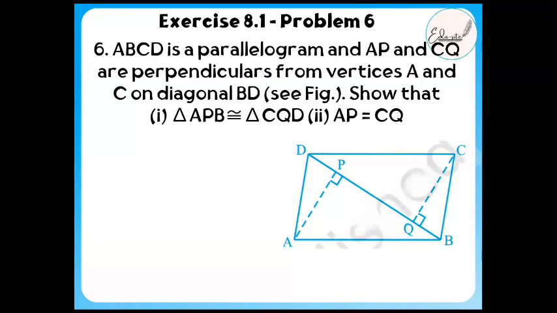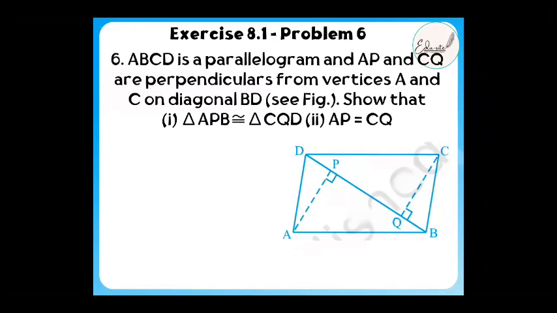Come on, read the question for me, beta. ABCD is a parallelogram and AP and CQ are the perpendiculars from the vertices A and C. We have vertex A and vertex C, and from there we have drawn a perpendicular to the diagonal DB, so we have framed the two points here. Now the question is: show that these two triangles are congruent. Very easy. You just have to show that the two triangles are congruent.